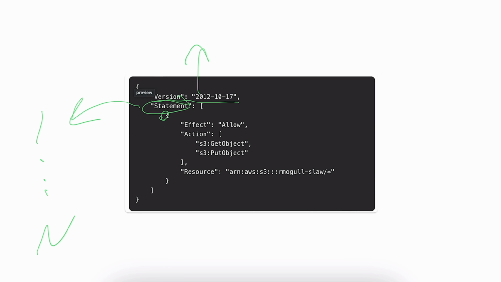A statement starts with the braces on each side. So the statement lives between those. And this little symbol here in JSON means you have a list of them. Between those, we have the 3 core pieces of any policy. First, the effect. The effect is allow or deny. Can you do this or can you not do this?